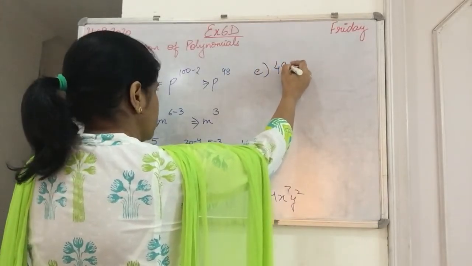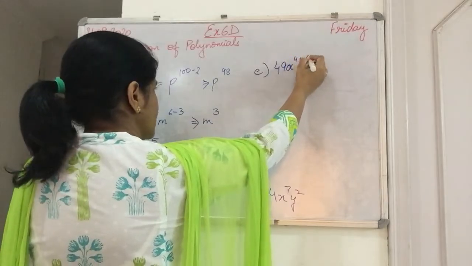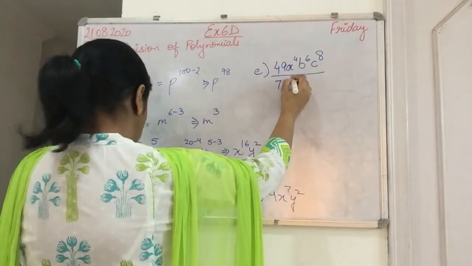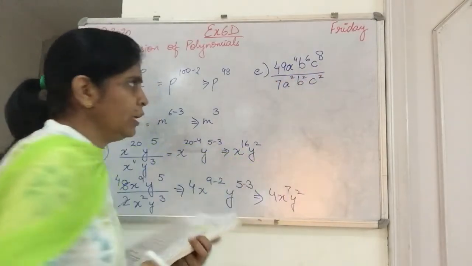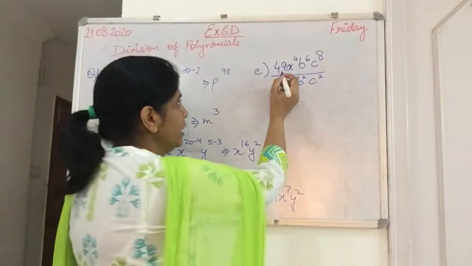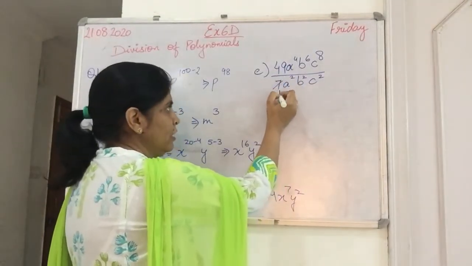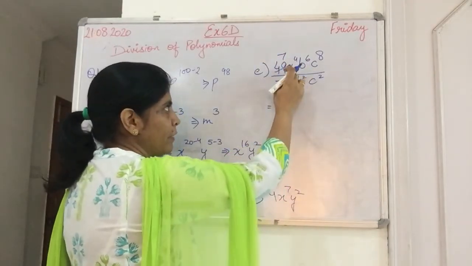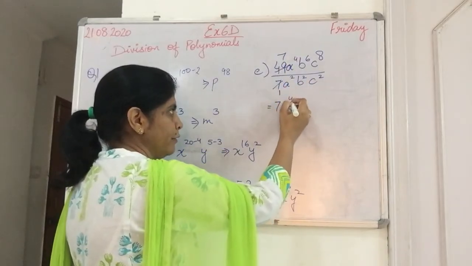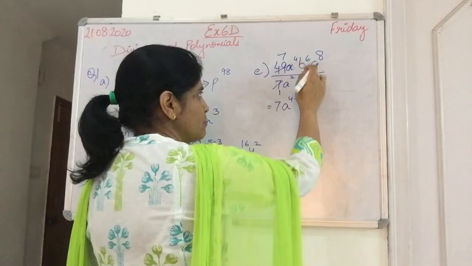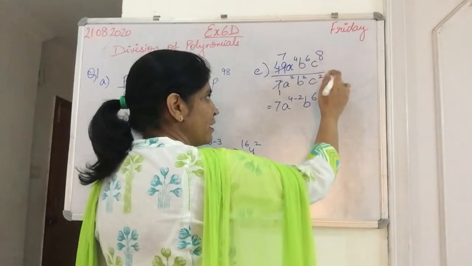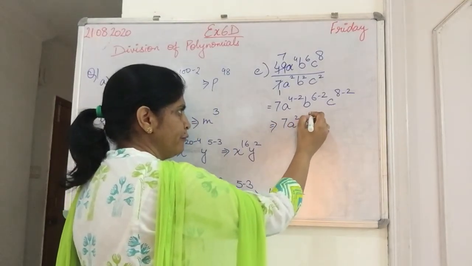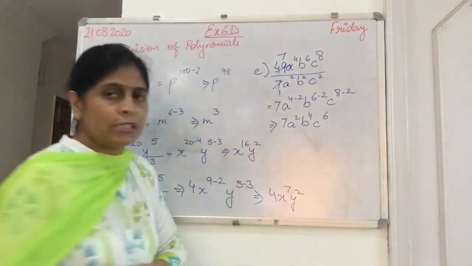Similarly, in the remaining two parts, I will do the E part of it here. 49 a raised to the power 4 b raised to the power 6 c raised to the power 8 upon 7a square b square c square. Now again in this case 49 is divisible by 7. So let's cut with the table of 7. So it is 7 times. Now we subtract the power. a raised to the power 4 minus 2, b raised to the power 6 minus 2, c raised to the power 8 minus 2. So the answer will be 7a square, b raised to the power 4, c raised to the power 6.